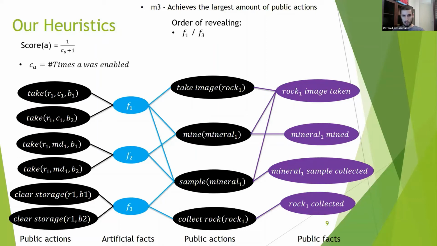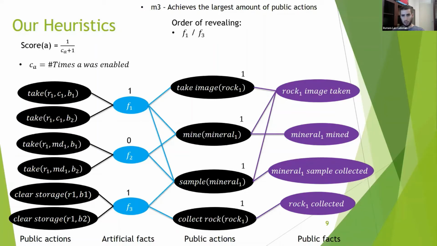For each action A that is enabled by the published effect, we discount its score to be 1 divided by CA plus 1, where CA is the number of times that A was enabled by previously published facts. Hence, the first time that an action is enabled, it provides a score of 1, the second time a score of half, and so forth.